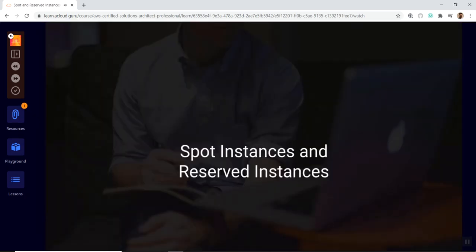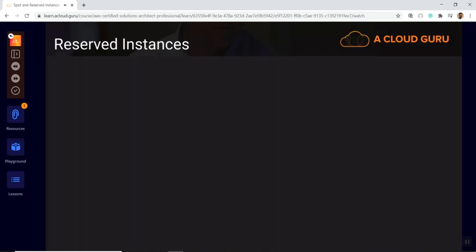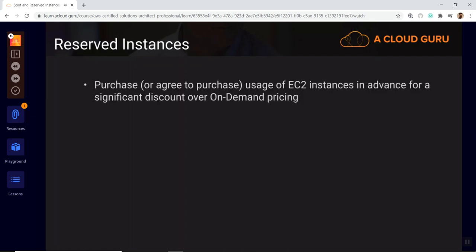AWS offers us a few different options if we want to buy resources in advance or just buy them temporarily. So we're going to talk about that now. The first is reserved instances, and that allows us to purchase or agree to purchase the usage of an EC2 instance in advance for a significant discount.